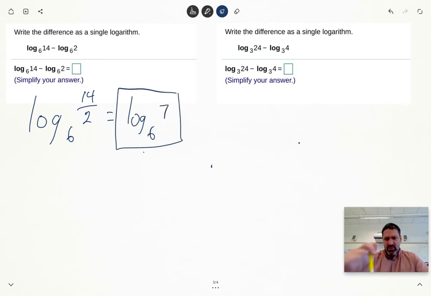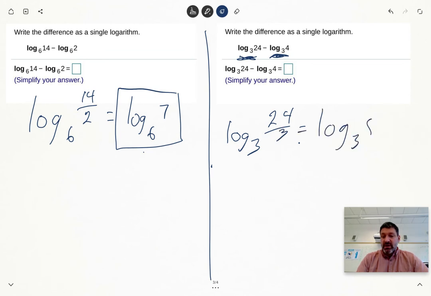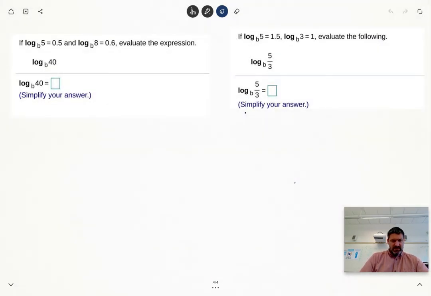Okay, one more quick example. Again, we have the same base here, log base 3. So the exponents are being subtracted because these represent the exponents. So what's happening with the values of the numbers? They're being divided. So this would be 24 divided by 3, which is equal to 8. So log base 3 of 8. Just a couple more quick examples, and I'll let you get some practice in.